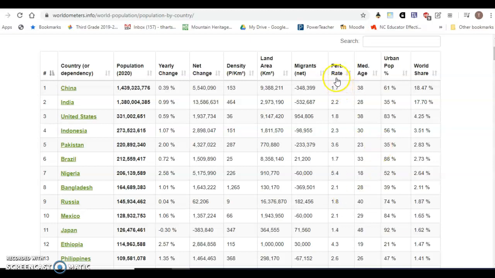Finally, let's look at fertility rate and median age. Fertility rate is the average number of babies born to a woman over her lifetime, and the median age is the median age of residents or individuals within that country. Take a look at the fertility rates. Look at the ones that are higher and the ones that are lower, and see how that relates to the median age of the population.